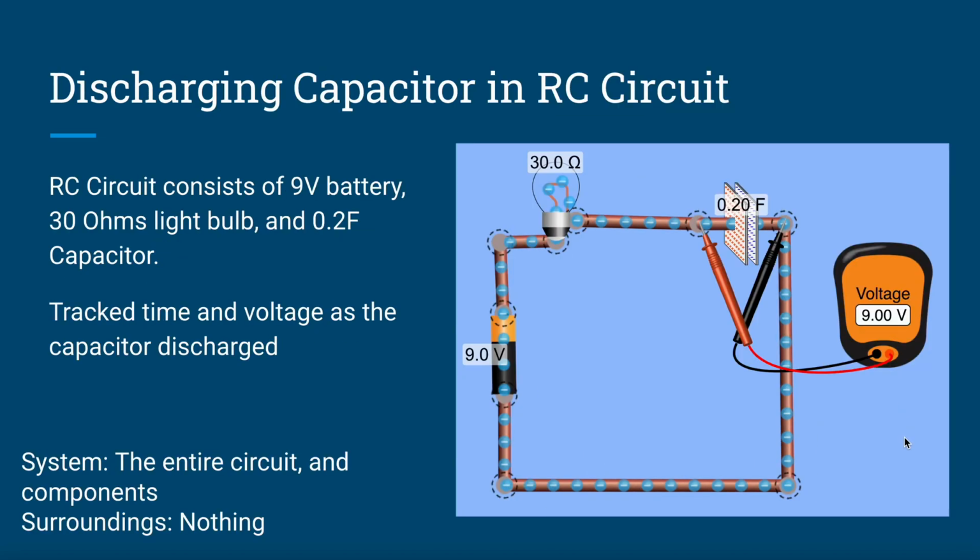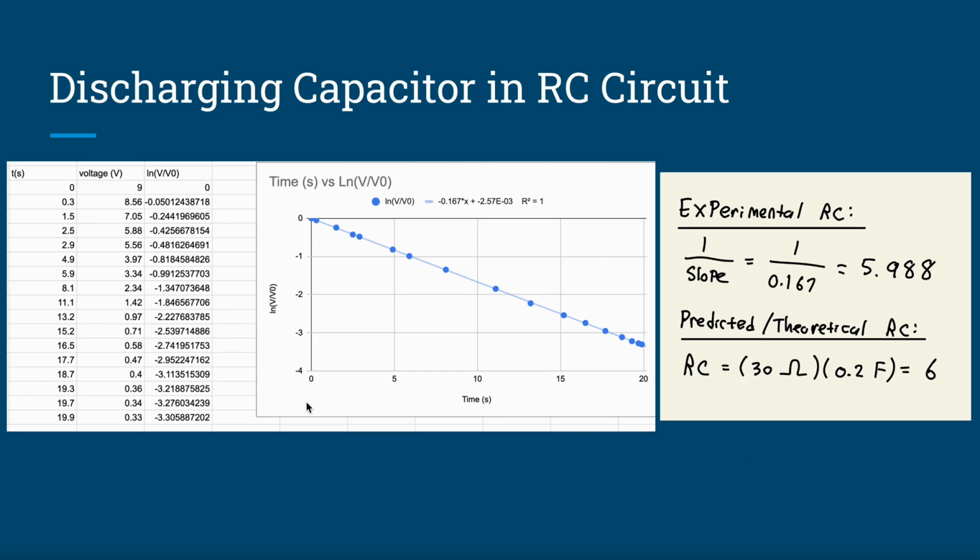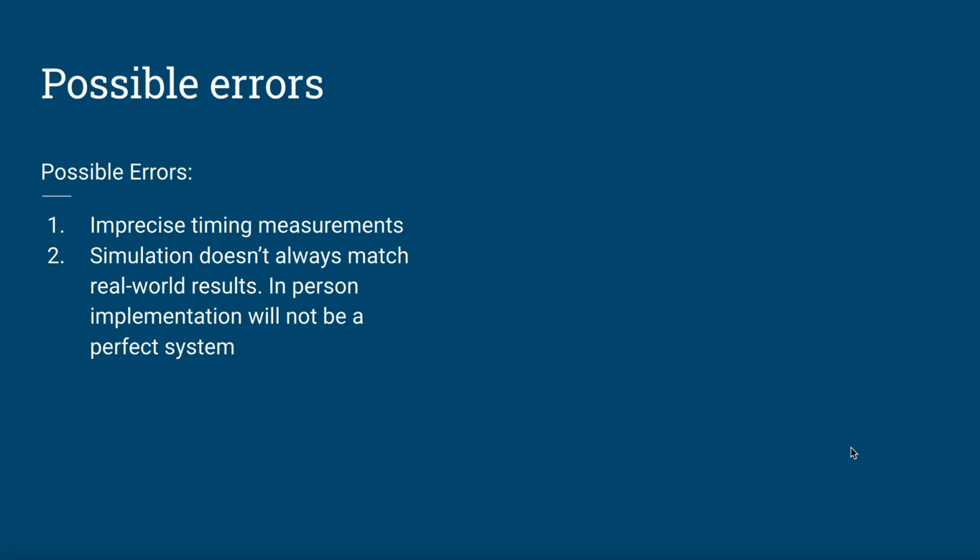Now, when we use a voltmeter and take the voltages for an RC circuit with a 9 volt battery, a 30 ohm light bulb, and a 0.2 F capacitor, we can track it and get this graph here. When we find the experimental RC, we get that it is equal to 5.988, and the predicted is equal to 6. So we have a very close value from the experimental and the predicted. Possible errors are imprecise timing measurements, and another is that the simulation doesn't always match real-world results.